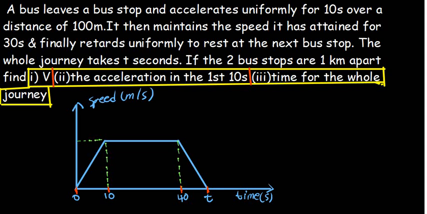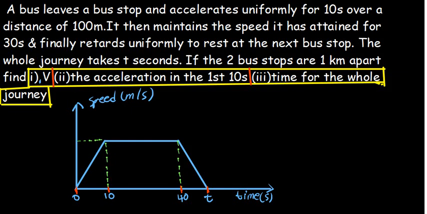If the two bus stops are 1 kilometer apart, the first question says find v. It's highlighted here, where we have our v. The value of v is supposed to be here, asking us for the maximum velocity. The second one is asking us for the acceleration in the first 10 seconds, between 0 and 10. The third one asks us to find the time for the whole journey.